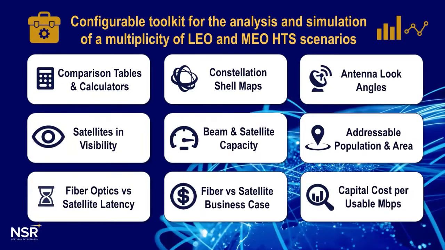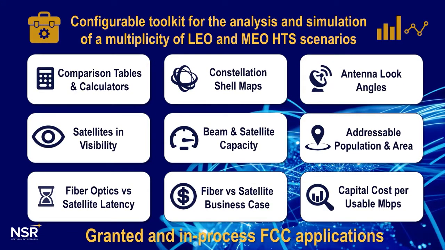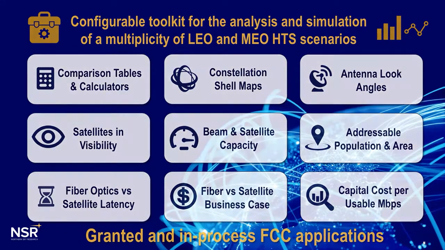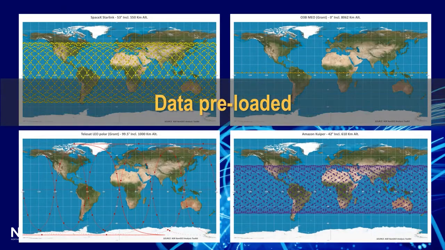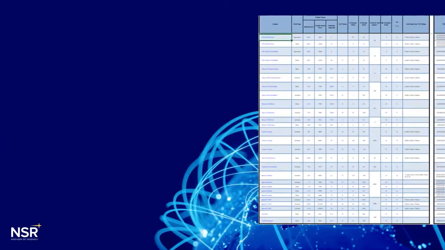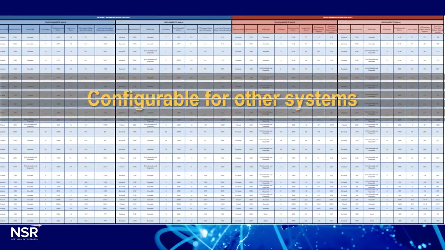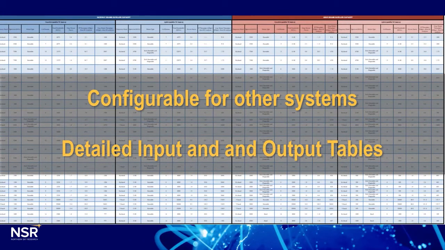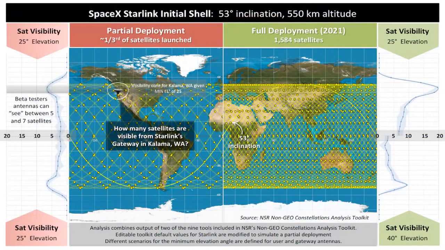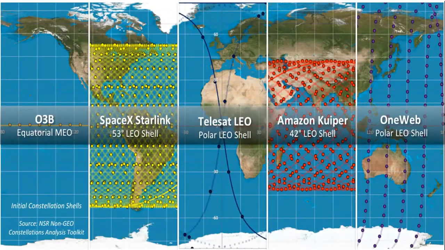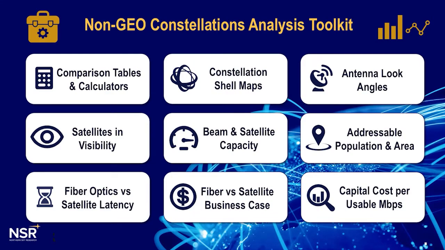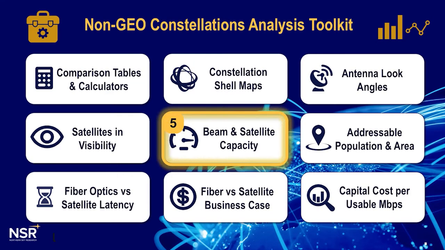NSR has developed 9 configurable tools utilizing data collected from 27 constellation shells, both granted and in-process FCC applications, in order to evaluate each HTS constellation. The NSR NCAT gives you the opportunity to add additional information from your internal database to evaluate each HTS constellation and simulate possible future modifications or other constellation initiatives. Now, let's deep dive into Tool 5 of the NSR NCAT.